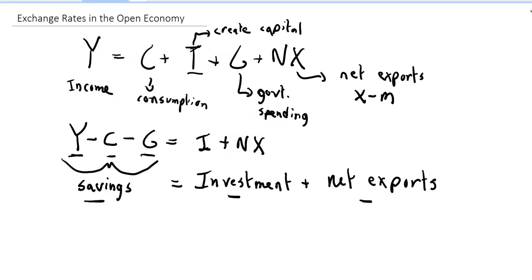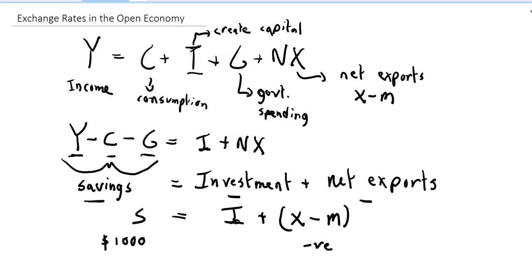Now in a country like the US, if I write it in equation form, it is X minus M. Usually in the US, this part is going to be negative. We import more than we export. So if I want to maintain a certain level of investment, let's say I'm saving only $1,000 and I want to invest $1,200, then the only way I can do it is if my net export is negative $200, which means I'm importing more than I'm exporting.